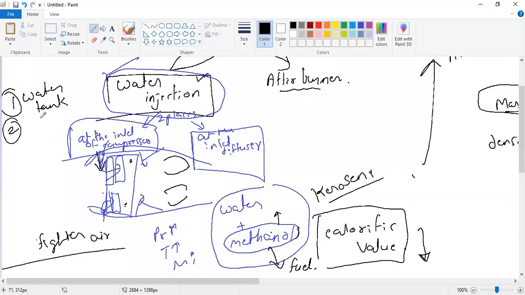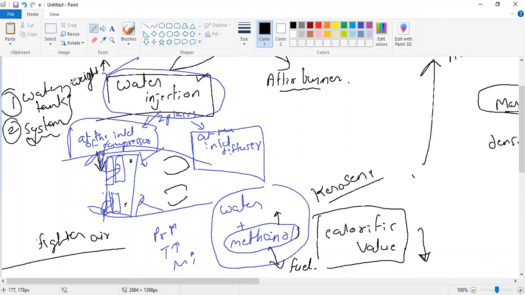Second thing is you will require a system. System means what? Pipeline will be required. Valves will be required. Pressure generator will be required. Pump will be required to pressurize it and throw it over here, right? So the system will be required, along with the tank. This too will increase the weight of the aeroplane, right? This too will increase the weight of the aeroplane.